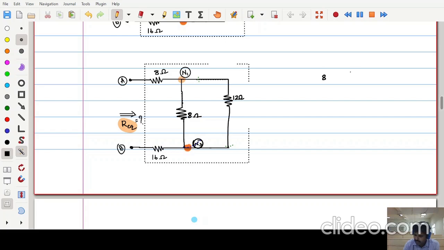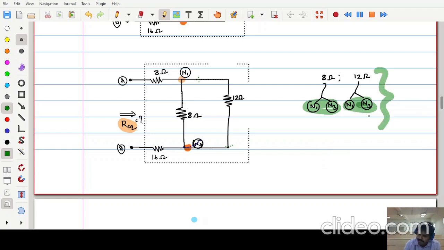So 8 and 12, how are they connected? Parallel, sir. This has two sides: one side is N1, the other side is N3. What about this one? This also has the same N1 and N3. Now can I say these are the same pair of nodes, N1 and N3? Here also the same N1 and N3. That's why we can say these are in parallel. Clear?